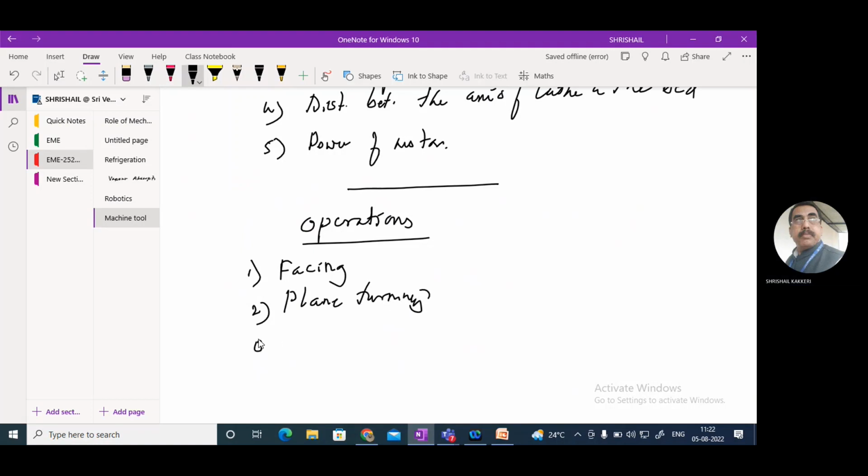Plane turning. I want to maintain two or three different steps: diameter 10 mm, 20 mm, 30 mm, 40 mm. That will be called step turning. The next one, I want to maintain some difference in the diameter. You can see that this is having some taper. One side it will be maximum, the other side it will be minimum. That will be called tapering.